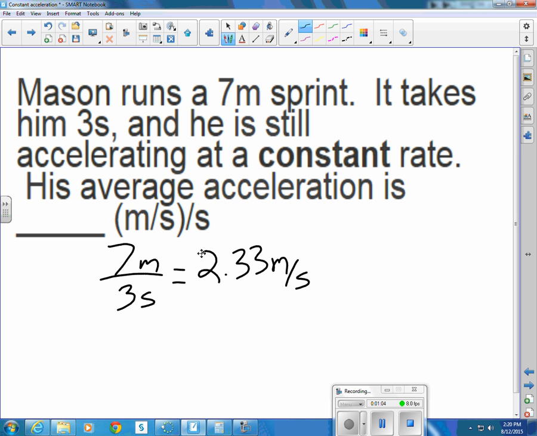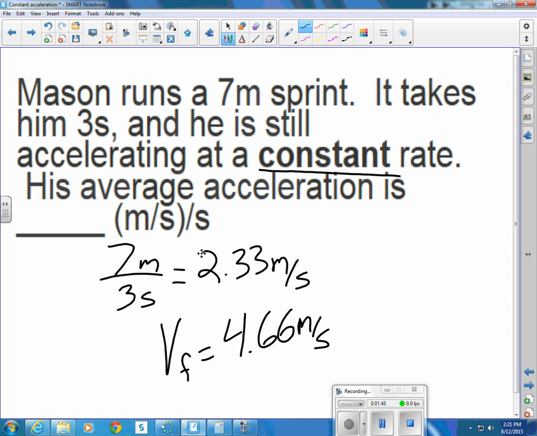His average speed would be his final speed plus his initial speed, which was 0, divided by 2. To find the average, since it's a constant increase, his average will be halfway in between those two. So if 2.3 is halfway between 0 and his maximum, then we just have to double that 2.3 to find his final velocity: 4.66 meters per second.